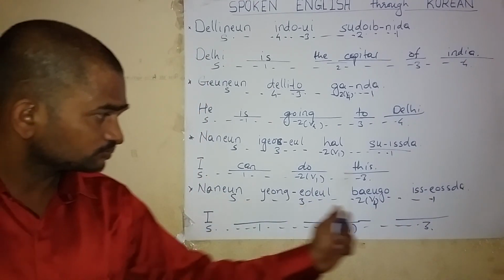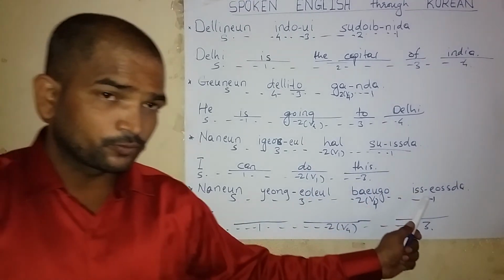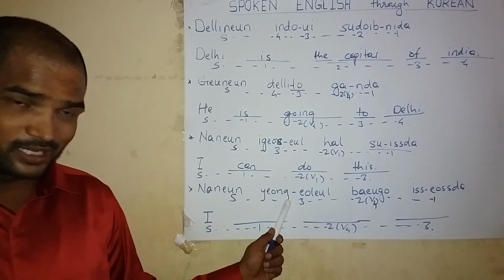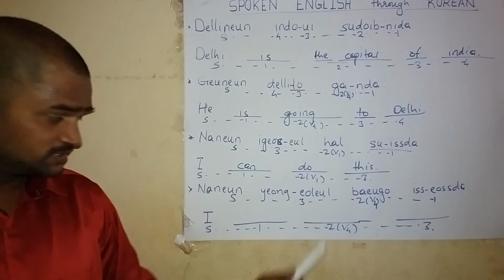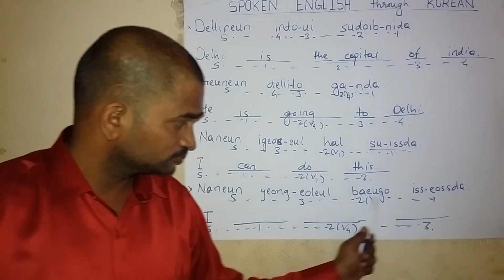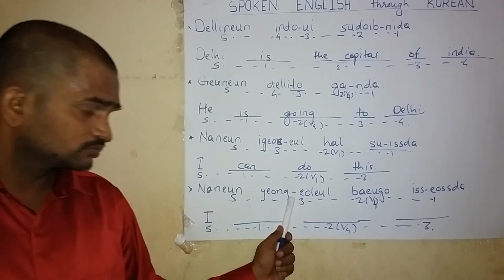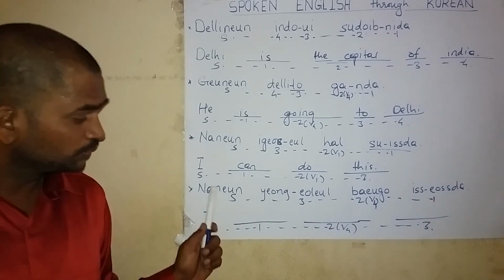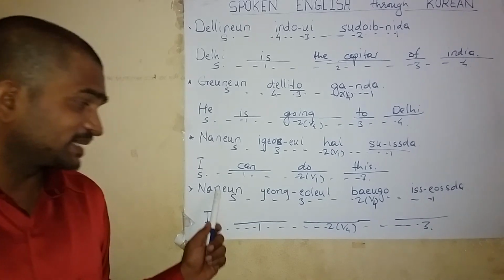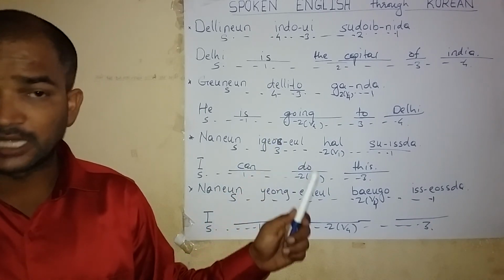Say. I was learning English. Say. Say again. Say again. Say again. Now what should you do? You should look at this Korean sentence. Nyanyon, Yong-Yo-Leul, Bayugo is used.